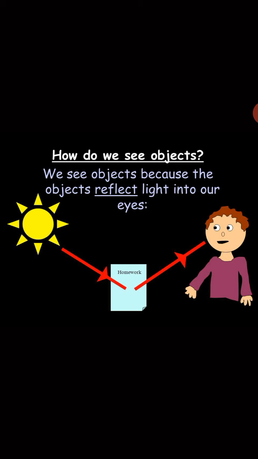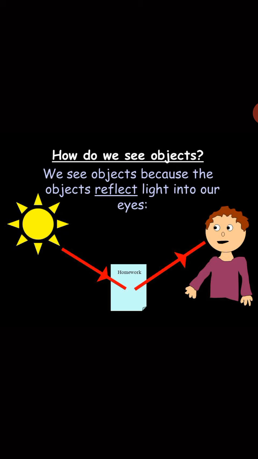Do you know how we see objects? We can only see objects because of light. If there is complete darkness in a room, you cannot see anything. This is because there is no light in the room. But as soon as light enters a room, you are able to see everything around you.